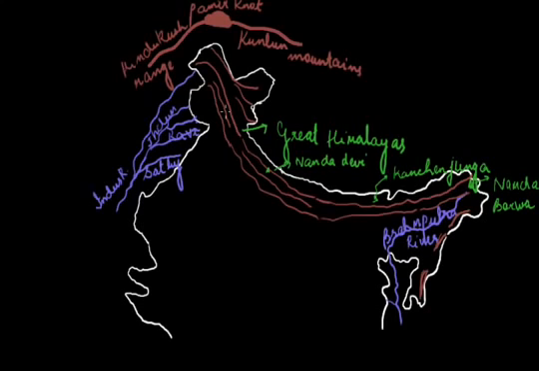Its important branches are the Pir Panjal and the Dhauladhar. You can have a look at the map. This one. These are the Pir Panjal ranges.